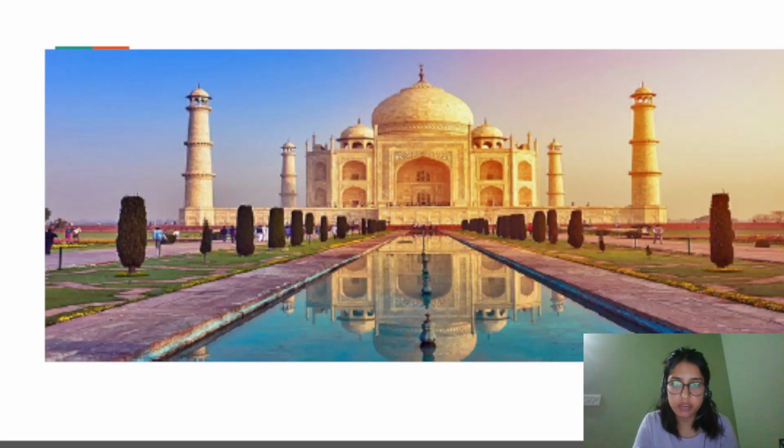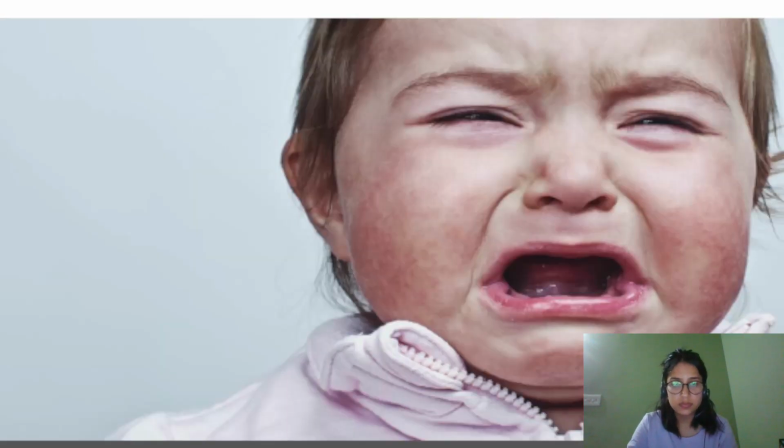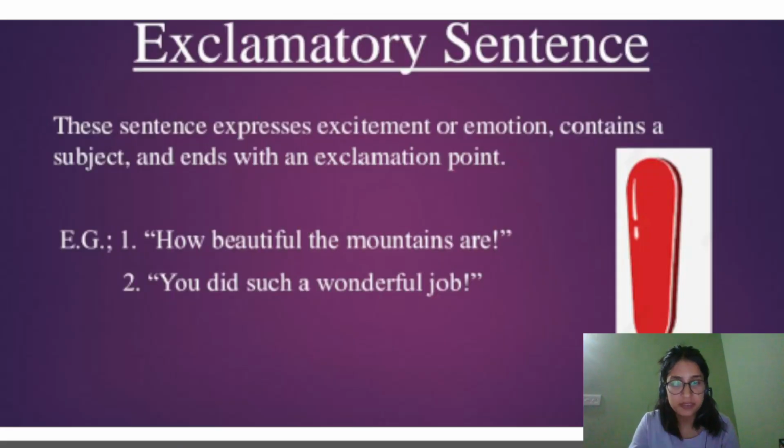Yes, now what do you see in front of you? You can write your responses in the comment section below. I'll give you 5 seconds to do that. This is a famous monument. You must know this. Yes, so this is the Taj Mahal, which is in Agra, right? Now what is this? Okay, so this is a crying face basically, right? Doesn't look happy. It doesn't look happy to me either. So the baby is crying basically.